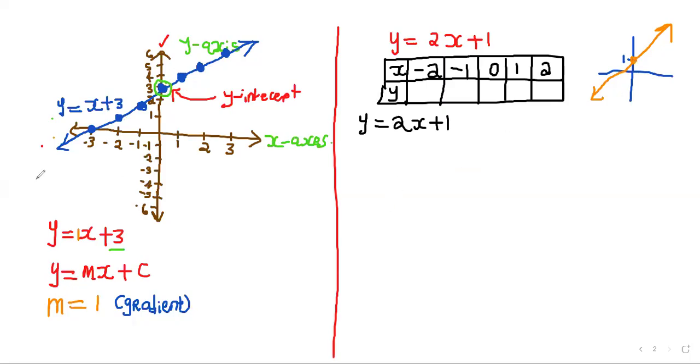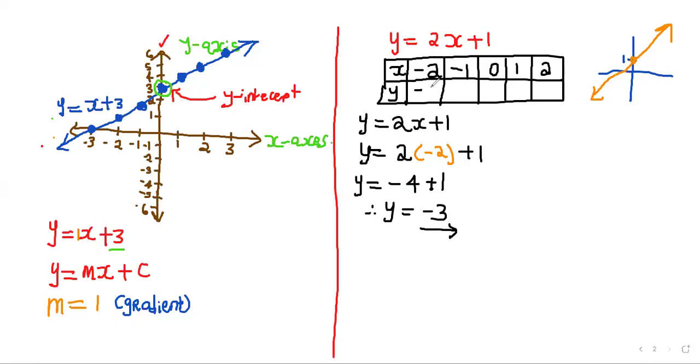Let's see. You're going to take your equation, you write y equals 2, and in the place of x, we're going to start by substituting -2. So I'm going to say 2 into -2, and then you add 1. That will be y equals 2 times -2, which is -4, plus 1. Therefore, y equals -4 plus 1, which gives you -3. So here, you're going to write the -3 on the table of values.